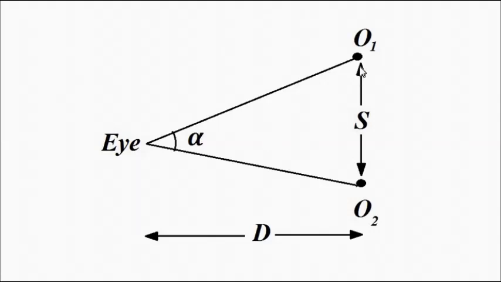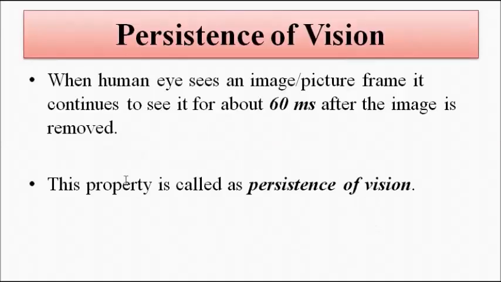Only then can we make out that these two objects are distinct. Next is the persistence of vision. This phenomenon is also related to the human eye. When we see a particular image or picture, it continues to form an impression on us, or we continue to see it, for about 60 milliseconds.